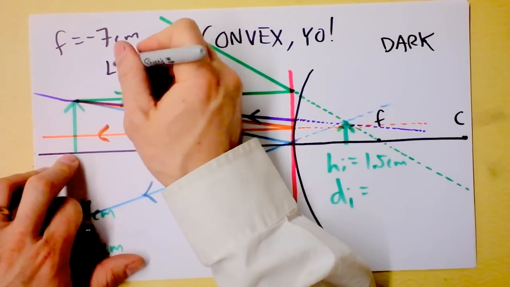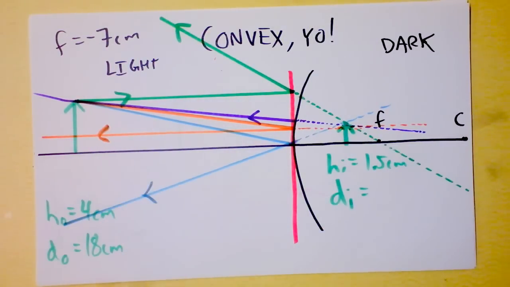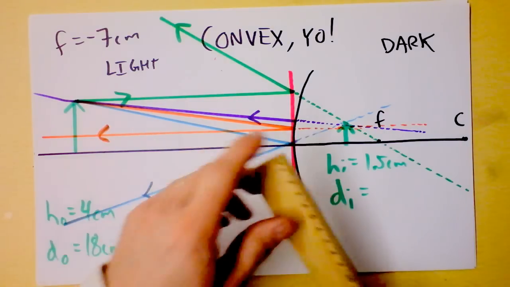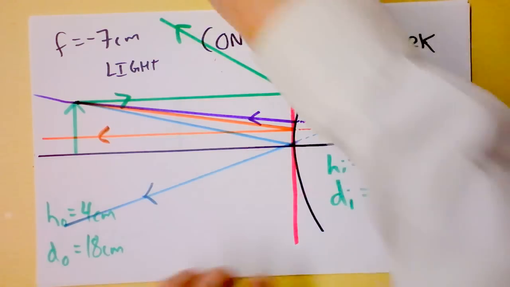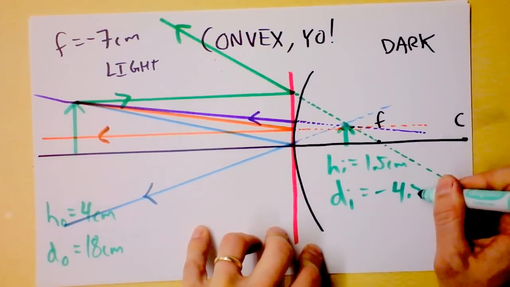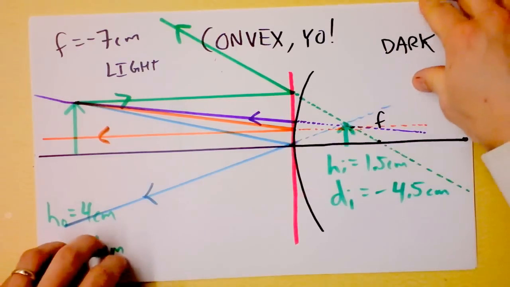And this is the light side, and the focus is on the wrong side, so we have all these kinds of complications. And then the distance of the image, how far is it? It is at 4.5 centimeters, but it's on the wrong side of the mirror. It's not on the light side of the mirror, so the distance of the image is negative. All right, let's do another one.